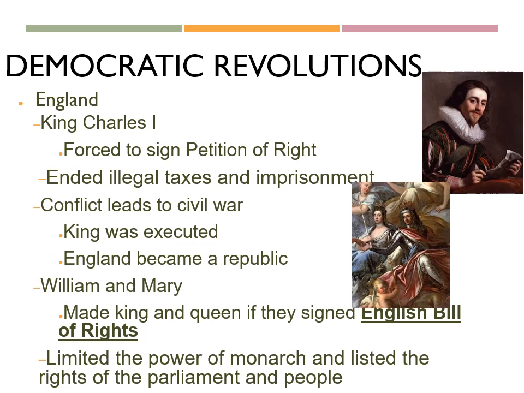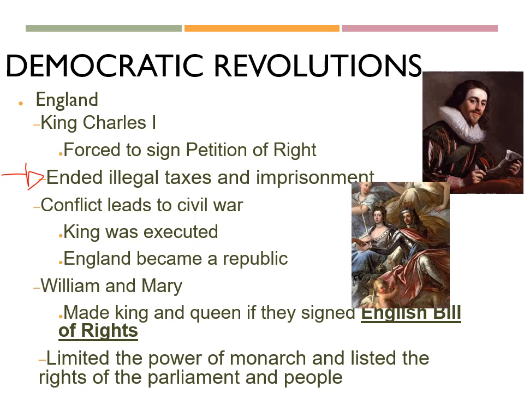King Charles I was forced to sign the Petition of Right in 1628. And what that did was right here. Okay, it ended illegal taxes on people, that the people didn't want these taxes, so it ended that, and it ended illegal imprisonment, just grabbing people just because. The conflict that followed the Petition of Right being signed led to a civil war. Now, that civil war happened in 1642.